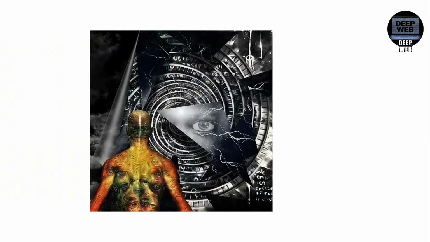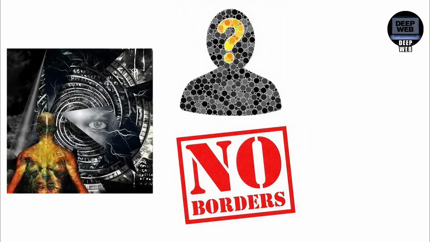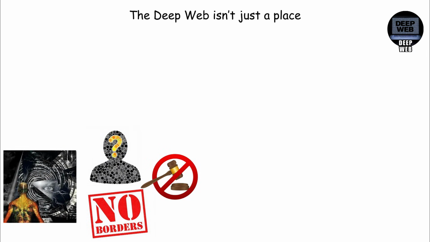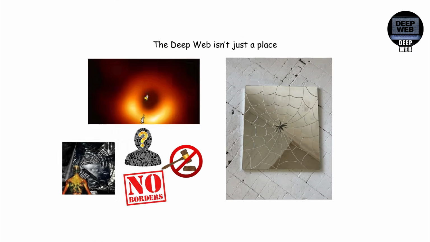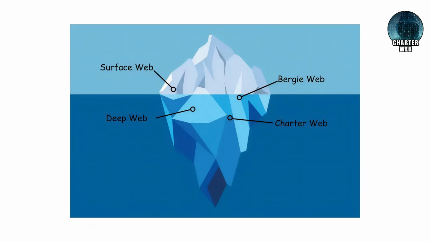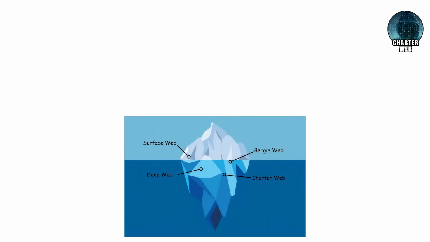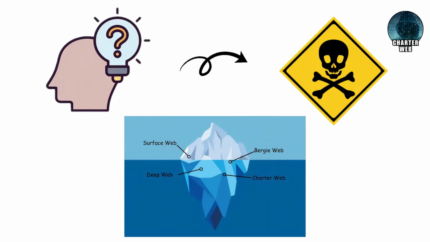The deeper you go, the more fragmented reality becomes, a web without names, borders, or laws. The deep web isn't just a place, it's a mirror showing what the internet becomes when no one is watching. The charter web. Welcome to the charter web, the level where the internet stops being curious and starts becoming dangerous.